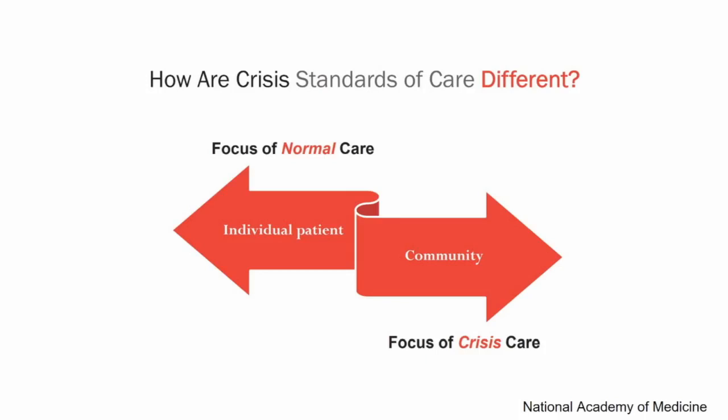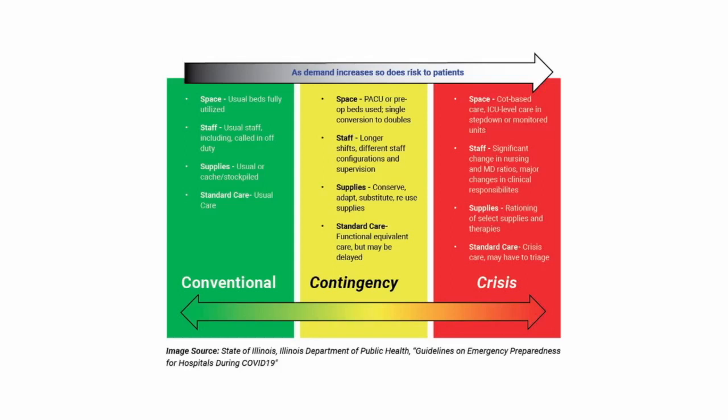So instead of maybe thinking of it as a switch flipping, better to think of it as a continuum of care. So it's not all or nothing. It's a system that moves through conventional care to contingency care to crisis care. And these criteria are defined by your phases of care, including space, staff, and supplies. That's kind of how you can think about how you define these phases of care.